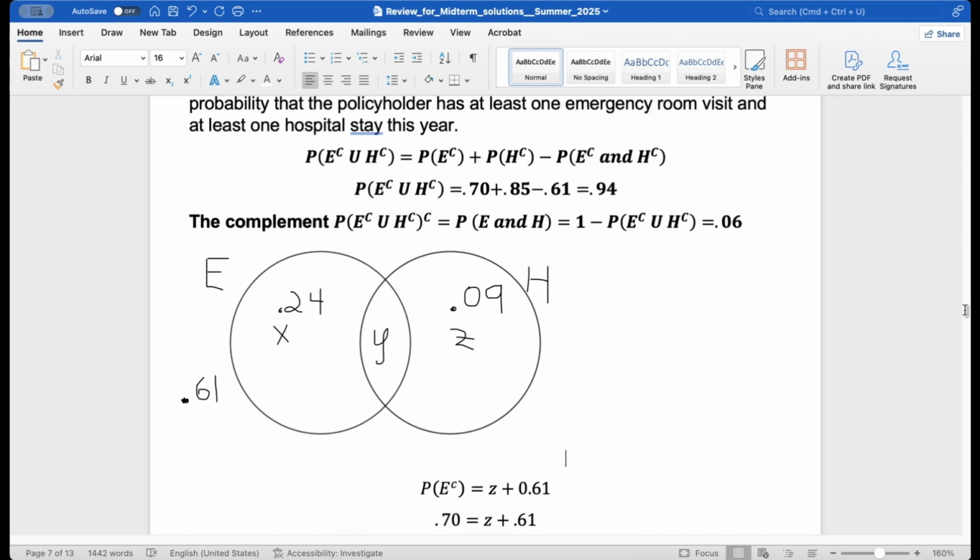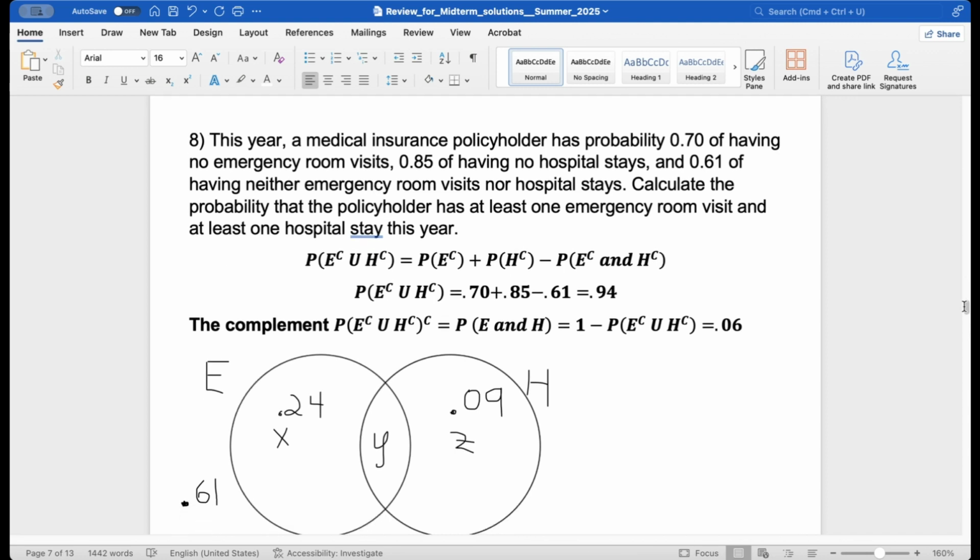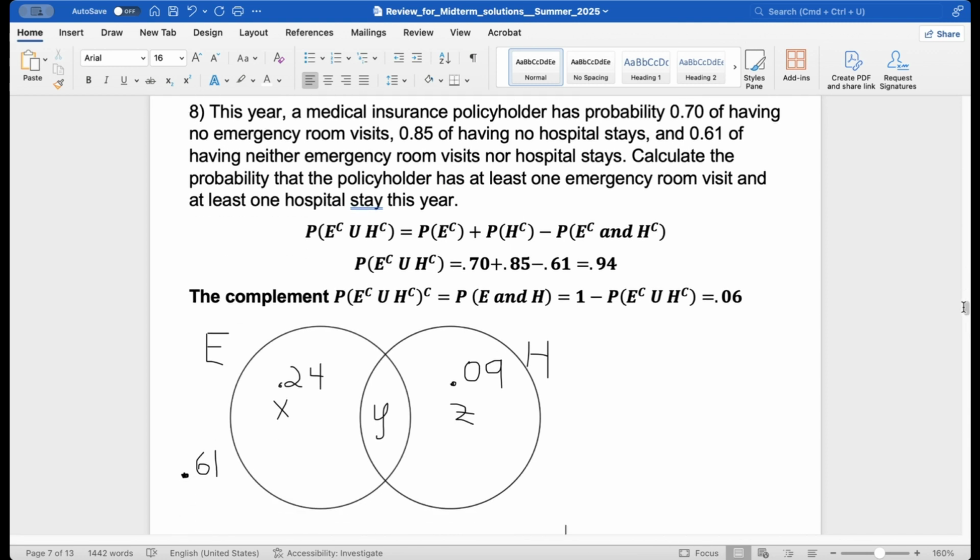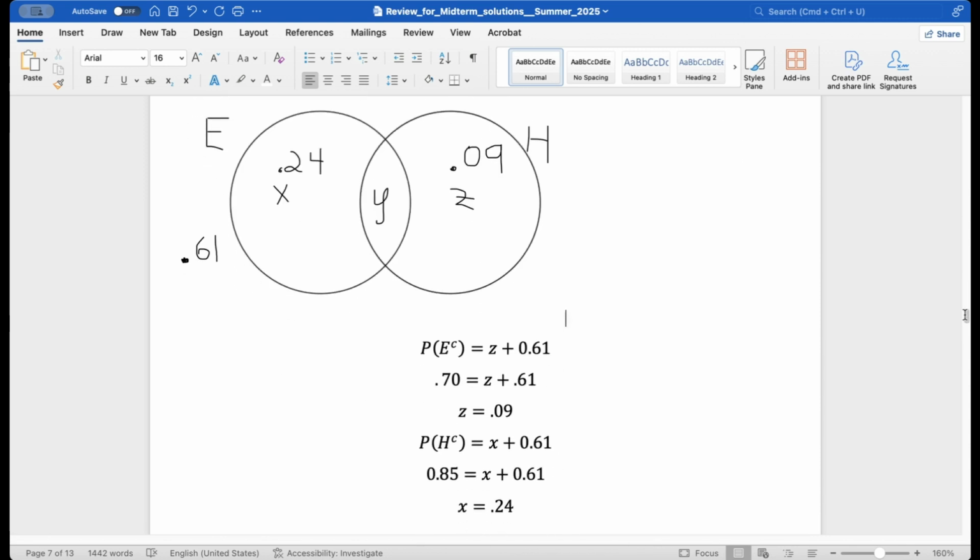And then we do the same thing for the next part. We know that there's an 85% chance of no hospital stay. No hospital stay means outside the H circle. Outside the H circle is X and 0.61. So X plus 0.61 is 85, and that gives us the 24. And so then we can figure out how much is left for Y.